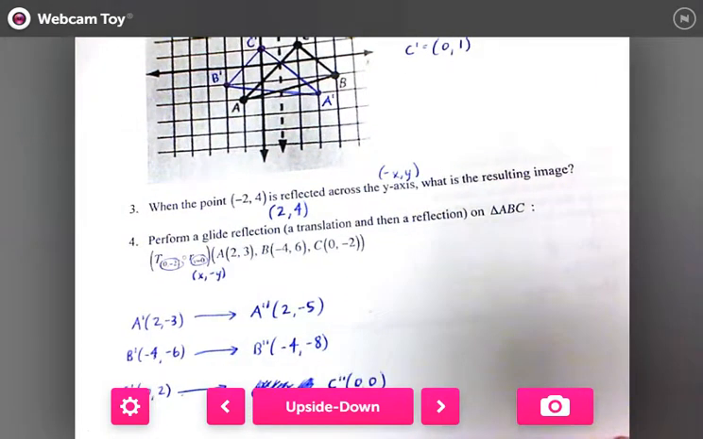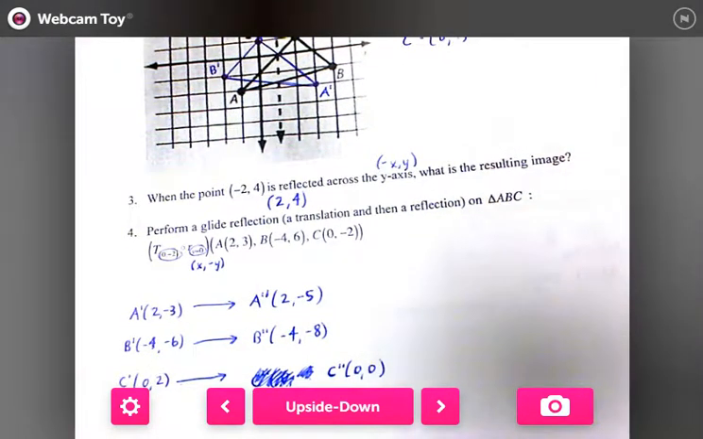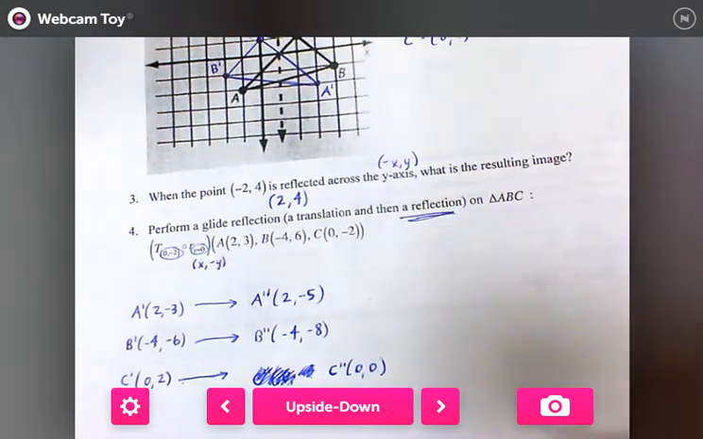Number 4 has 2 steps. We're going to do a translation, a reflection, and then a translation. Okay? So first we reflect, then we translate. That's what a glide reflection means. A translation, then a reflection. Or, in this case, a reflection and then a translation.